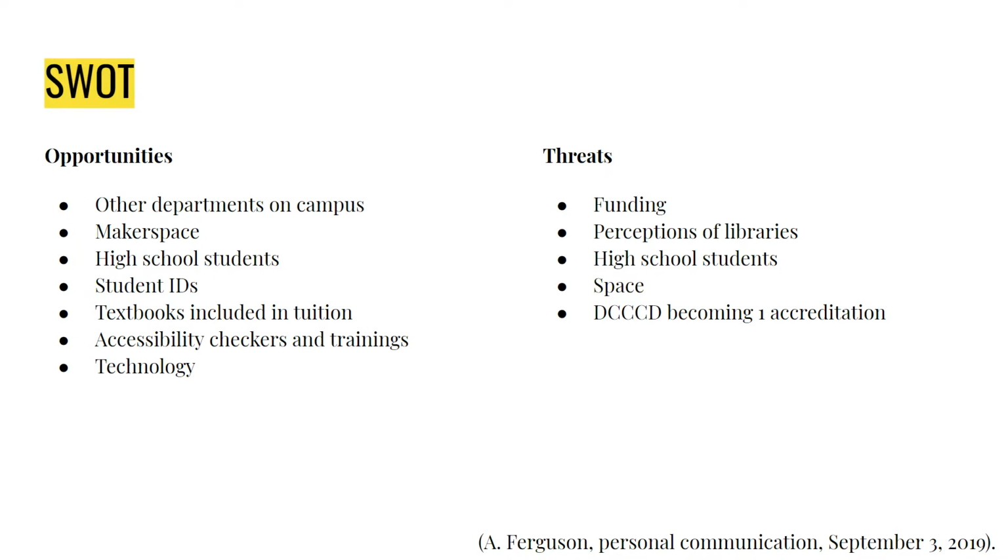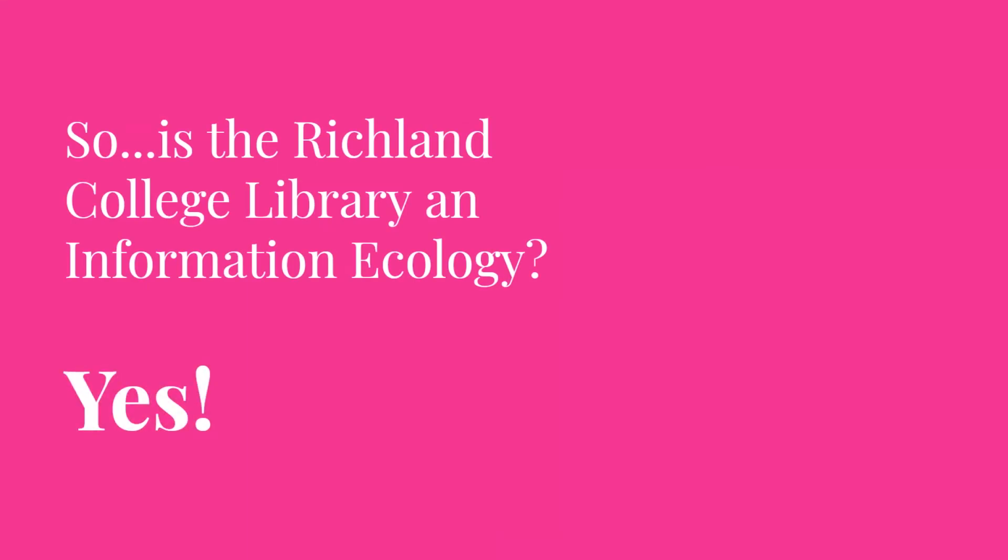You may wonder how all of this makes Richland College an information ecology. The librarians work together to provide our students the best experience possible on campus. The library works to make sure its materials are accessible, which is possible through the use of various technologies. The library values research, learning, and diversity, which is reflected in the materials and activities provided.